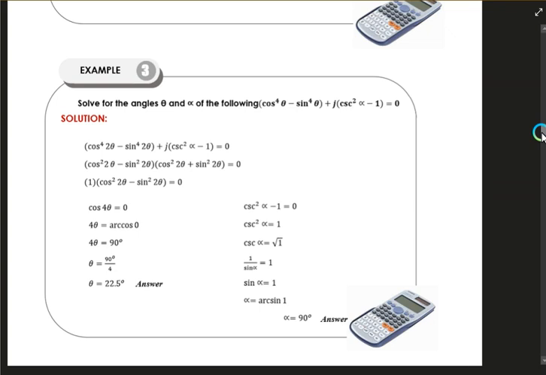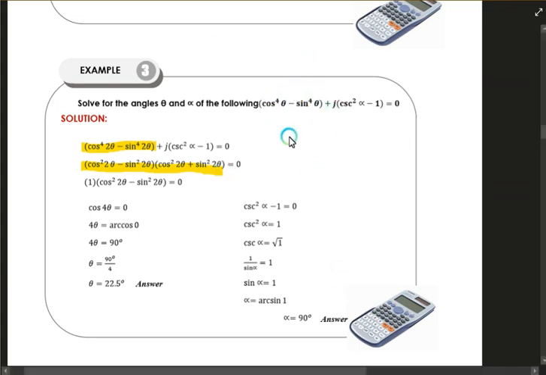So, going back to our theorem number 1, we are going to equate the two parts, the real and imaginary parts of the equation, to 0. So we have cosine to the fourth 2 theta minus sine to the fourth 2 theta plus j times cosecant squared alpha minus 1 is equal to 0. Take note of the characteristic of our real part. This is a perfect square binomial, so we can convert it to a squared minus b squared, for example.